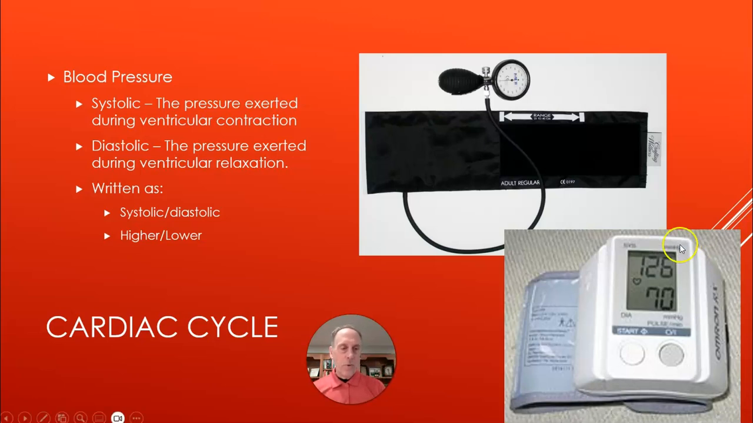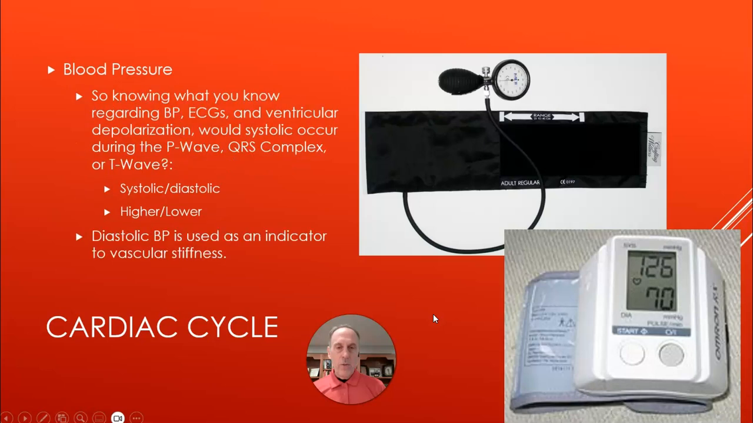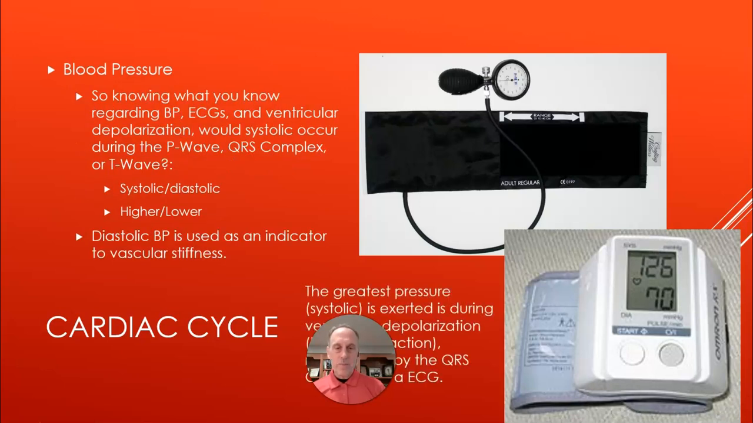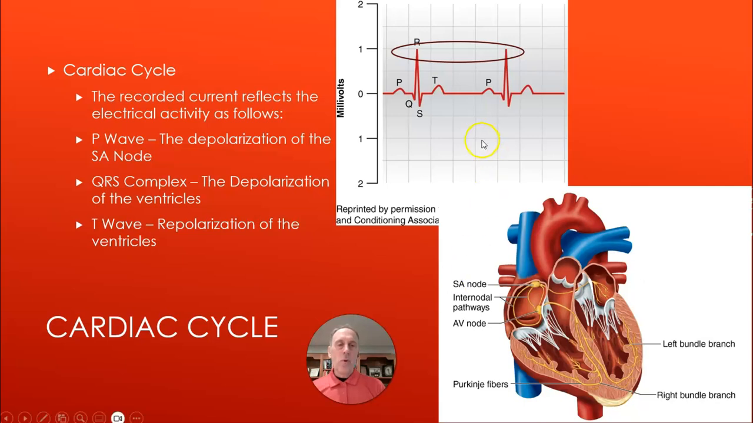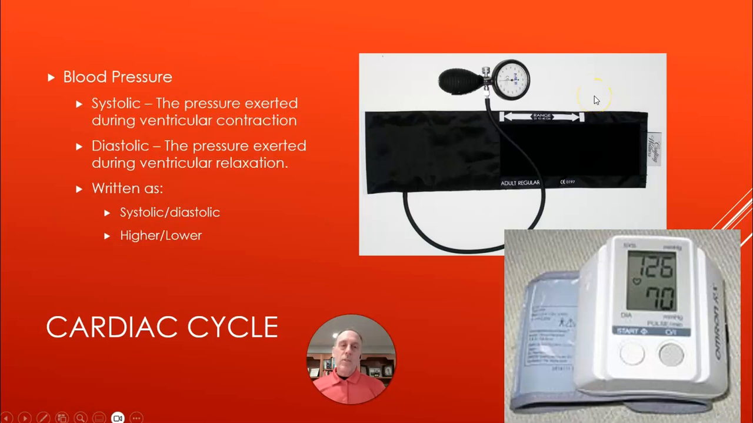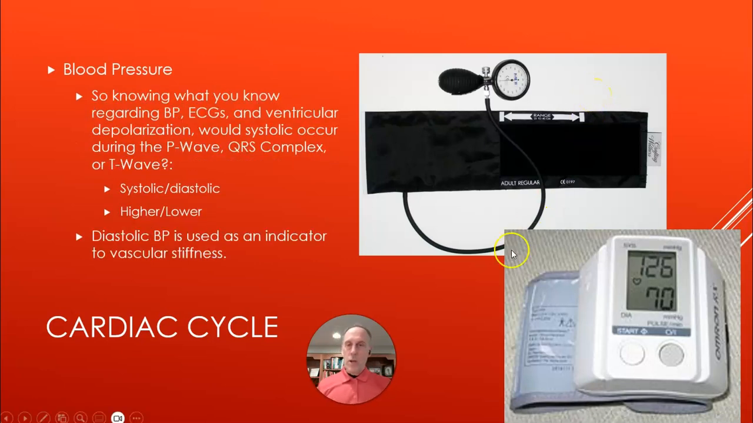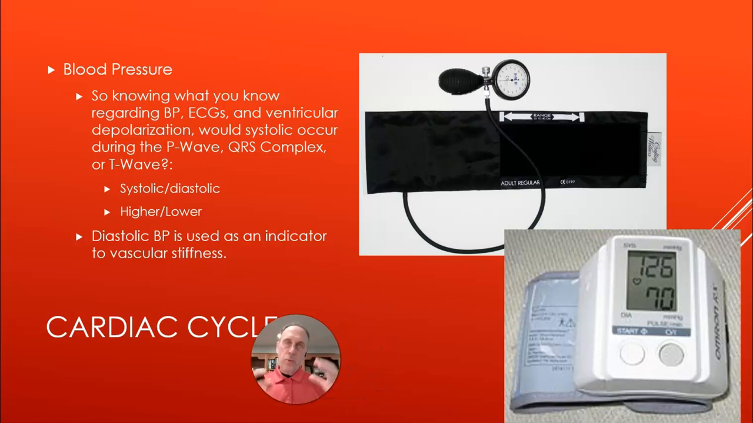So remember 126 over 70. If we go back here, you'd see the 126 here and here. The 70 would be seen right in here between the T and P. 126, 70. Squish, relax. Squish, relax. 126, 70, 126, 70. So it becomes a conversation of how these two are intertwined with one another. Blood pressure and the ECG responses are tied together.